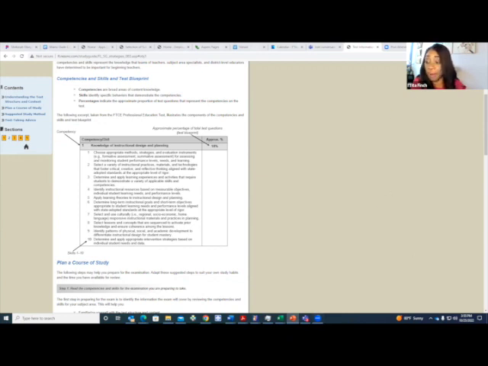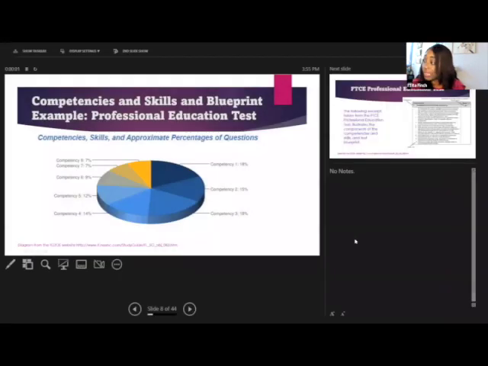Okay, I'm going back to my PowerPoint here. Now, competency, skills, and blueprint. So let's look at it. It gives us a breakdown of the competency, skills, and the approximate percentages of questions. Just by looking at this, we can already see which competencies hold the most weight. Competency 1 and competency 3 hold the most weight at 18% of the test.